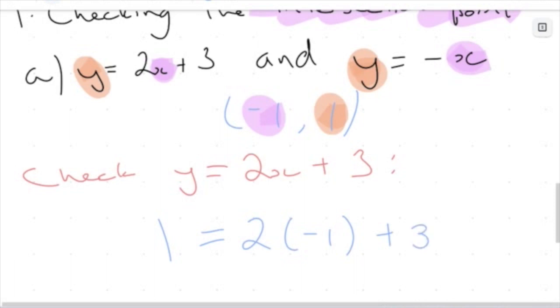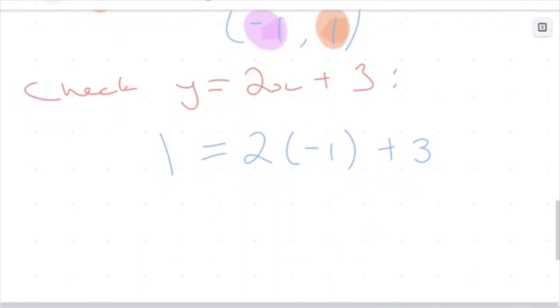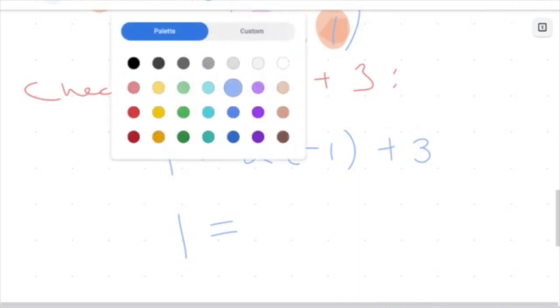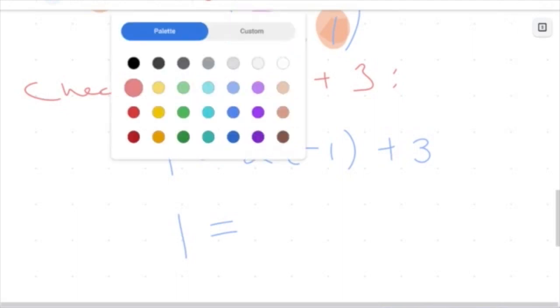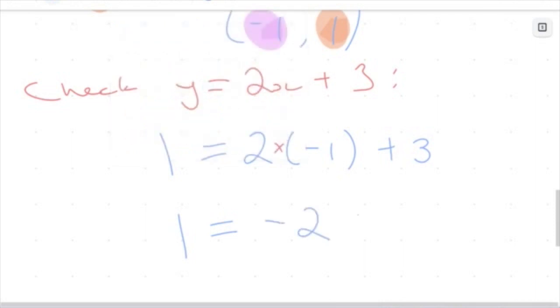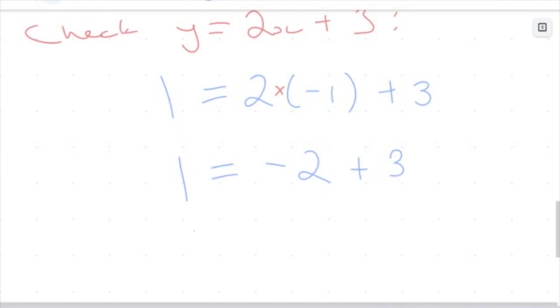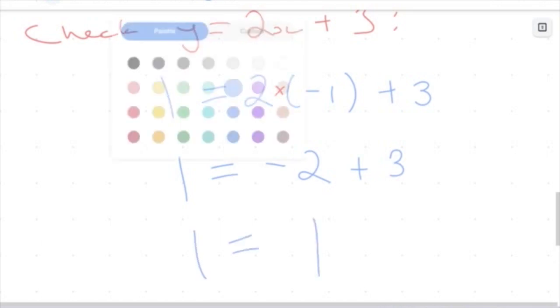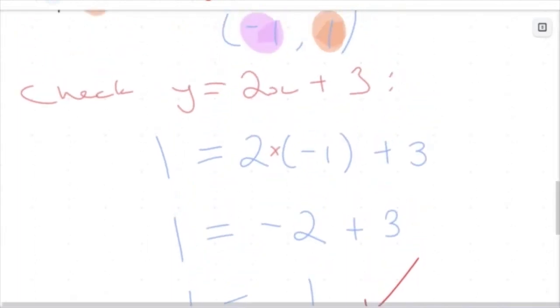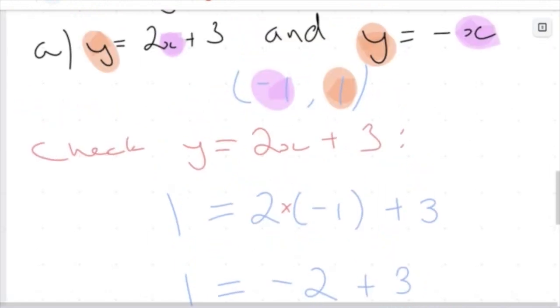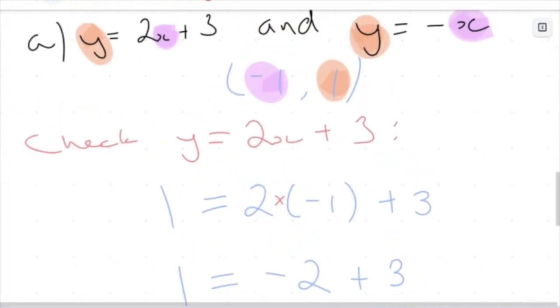And we're going to check, well, does the left-hand side equal the right-hand side? This 1 on the left-hand side, we can't really do too much with that. But on this right-hand side, these brackets and how this is written algebraically, this is a multiplication. So we're saying 2 times minus 1. That gives us minus 2 plus 3. And minus 2 plus 3 gives us 1. So that's good. Our point -1, 1 satisfies my first equation, which means the point lies on the line. That tells us, okay, this is a point on the line.